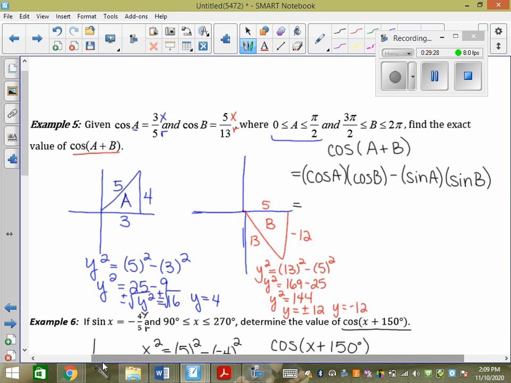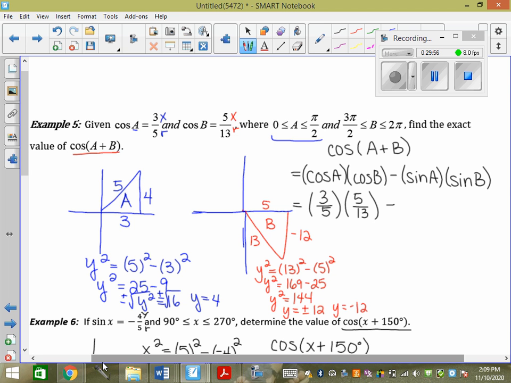What's great about this, they already gave us cos A and cos B, right? It's in the question. Cos A is 3/5. Cos B is 5/13. The sum and difference formula should always get you nice common denominators. If you don't have common denominators on both sides of that minus sign or plus sign, oopsie.